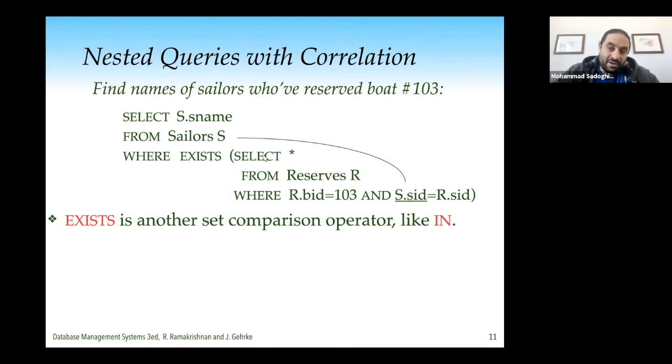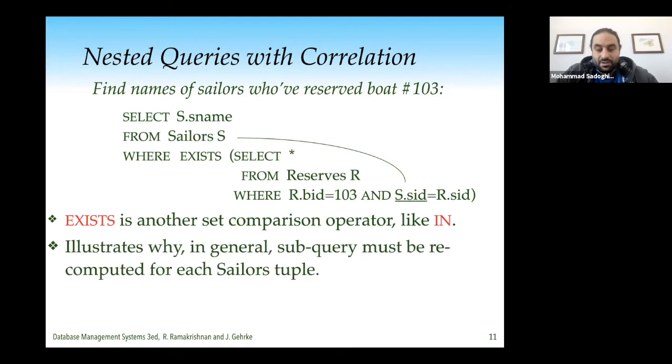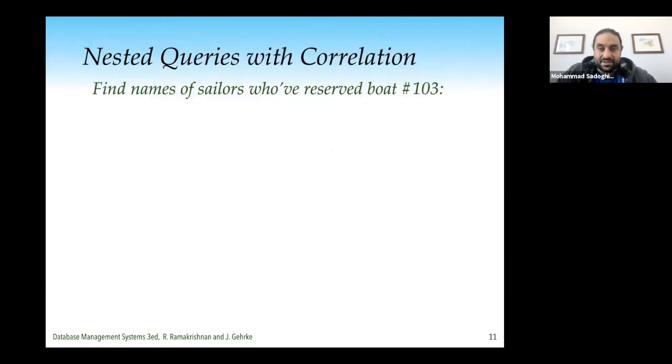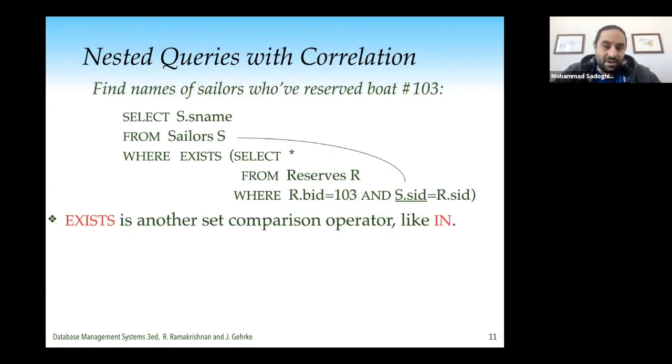So do you think this would be more efficient compared to what we did in the previous slide using the in operation? Comparing using this in operation, finding the names of the sailors whose SID lies in this relation, in the subquery, versus using the exists operation. Which one do you think would be more efficient to execute? And of course, why?